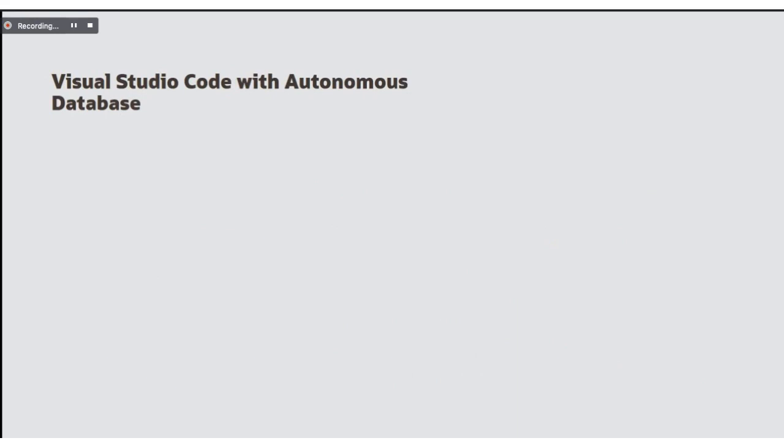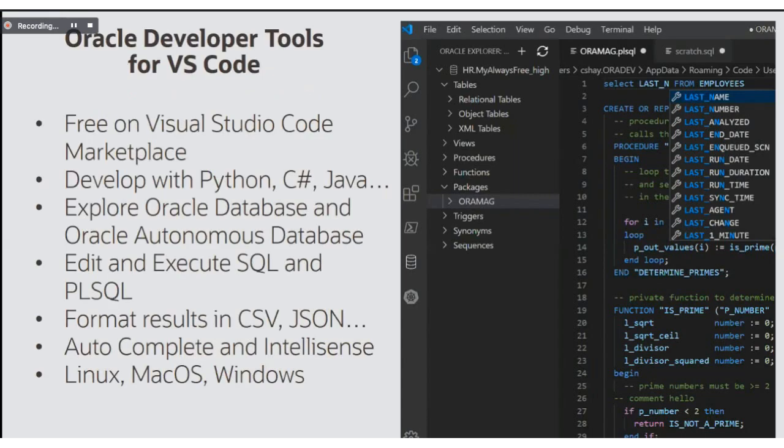All right, now we're going to talk about Visual Studio Code. So Visual Studio Code happens to be the most popular development environment today for developers of all stripes. It's available on Linux, Mac OS, and Windows. It's a cross-platform development environment, and Oracle supports it. We have an extension, just like you saw before, but it's on the Visual Studio Code Marketplace. And similar to the extension you saw before, it extends Visual Studio Code to give you Oracle functionality.